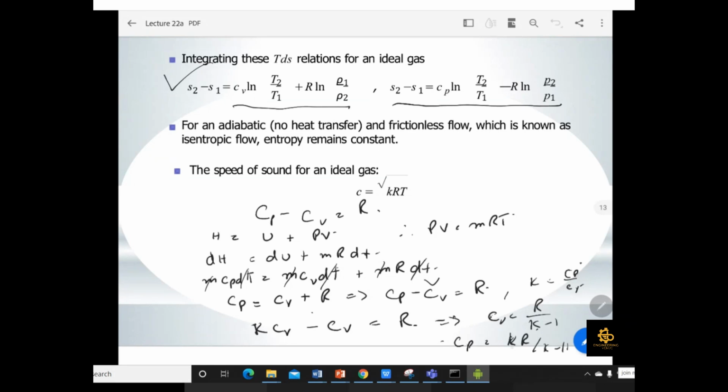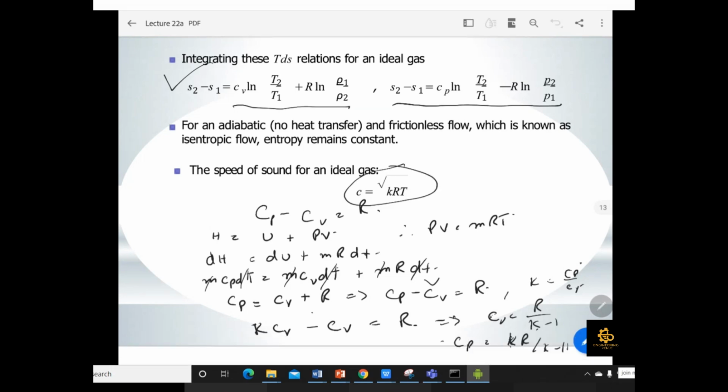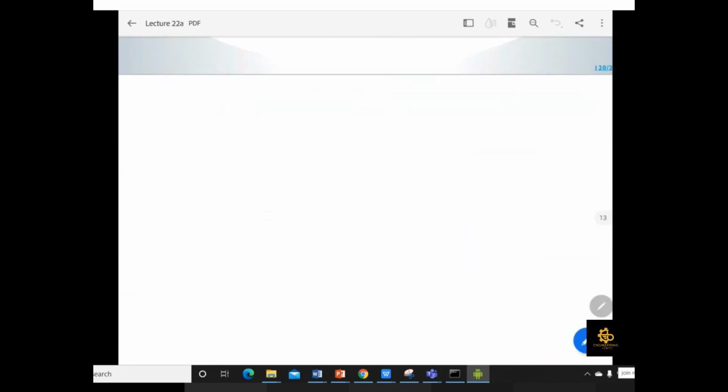These equations are important because you have to use them in compressible flows. Now, another equation is the speed of sound, C is equal to under root KRT. K is the specific heat ratio of the working fluid, R is the gas constant, and T is the temperature. First we will look at how to develop this equation, because this is an important proof, so we will solve it first.